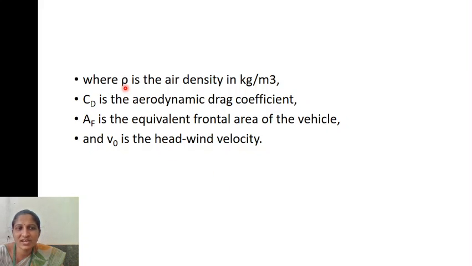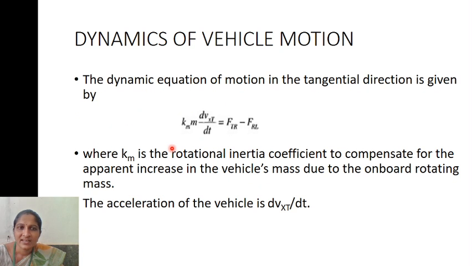In the formulas we have used rho. That rho is nothing but the air density, and the units of air density are kg per meter cube. C_D is the aerodynamic drag coefficient, A_F is the equivalent frontal area of the vehicle, and V0 is the headwind velocity. Coming to the dynamics of vehicle motion, the dynamic equation of motion in the tangential direction is given as K_m into M into dVx(t)/dt equal to tractive force minus road load force, F_TR minus F_RL.